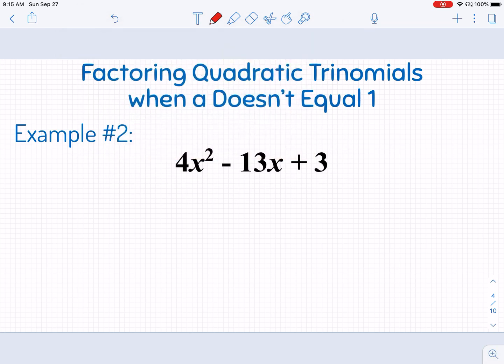So take a second, ask yourself, what is AC, what is B, and what are factors of AC with the sum of B? My factors of AC with a sum of B would be negative 12 and negative 1. So I can break my negative 13x into negative 12x and negative 1x.